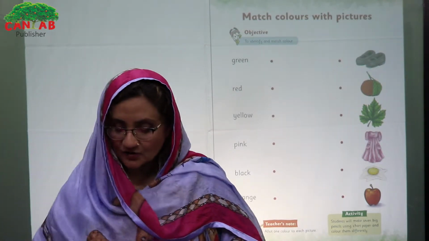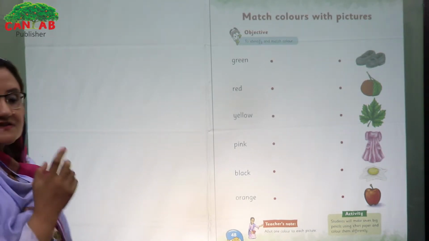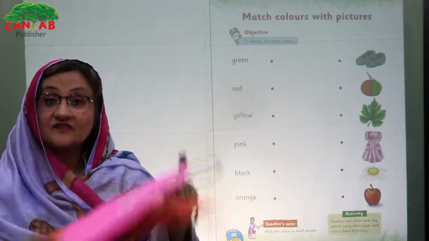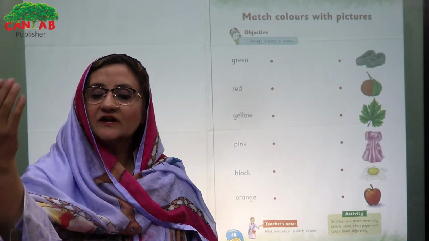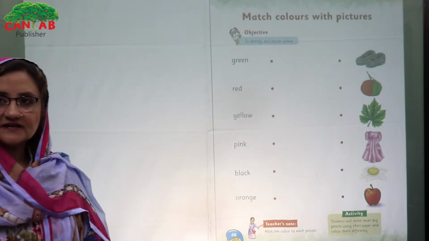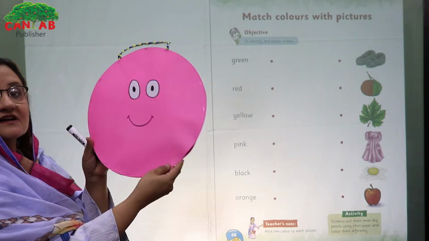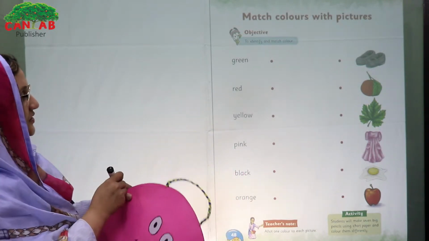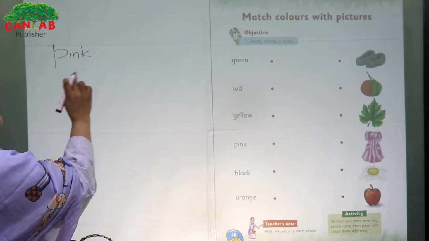After this, you can write the names of the colors here. For this, you can distribute these pictures, flashcards, among different students. Then you can name a student and ask him or her to come near the board. Okay, Alia, can you please come here? Alia has a circle. And the circle is of which color? Pink color. Good. Look here, Alia. Read the word. Pink.